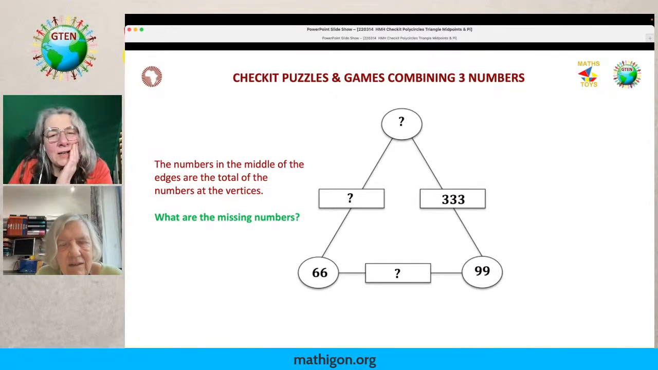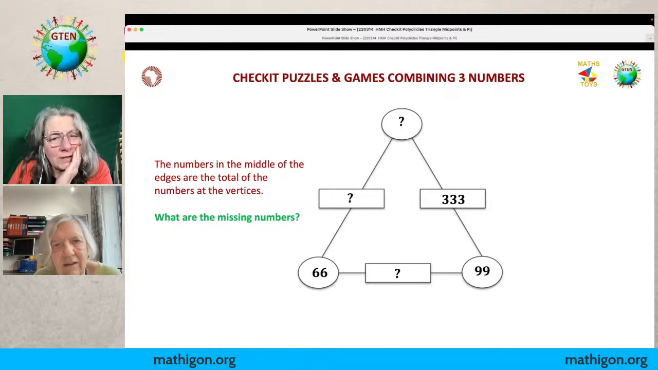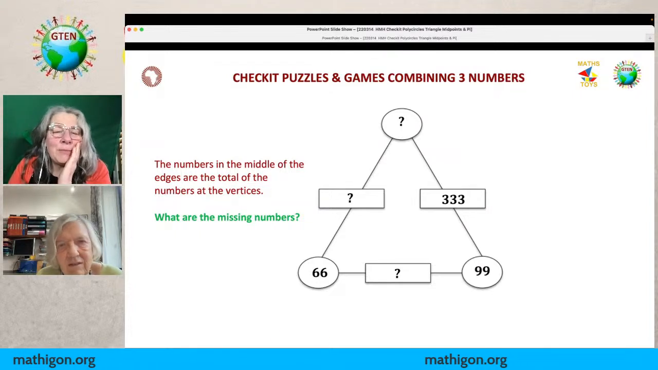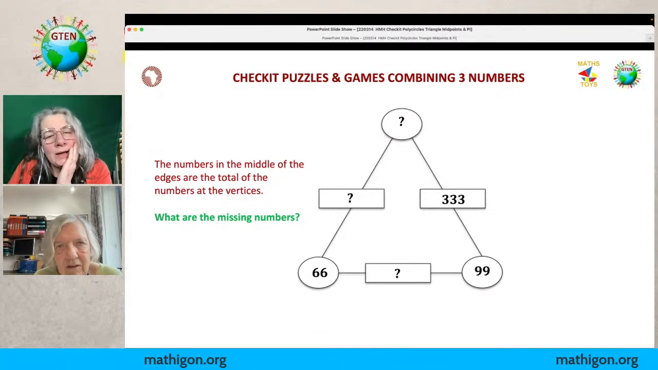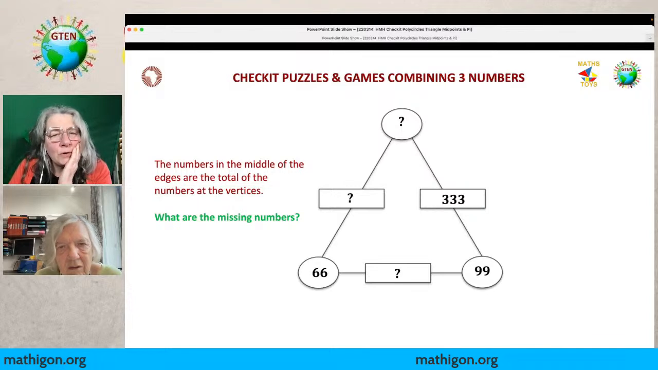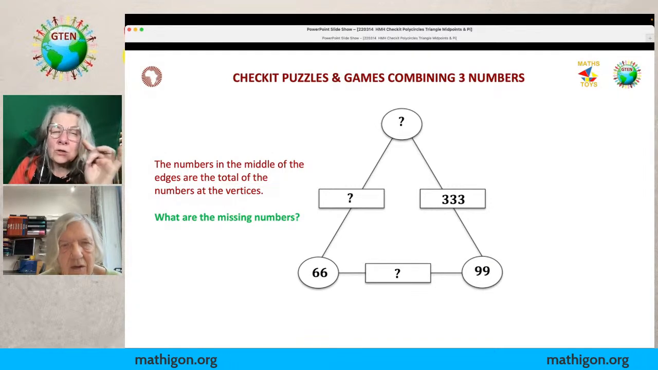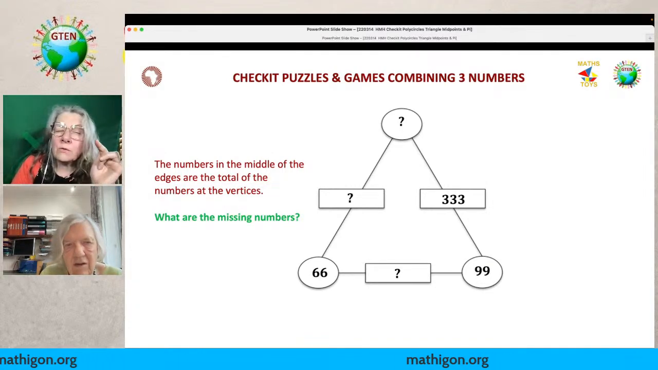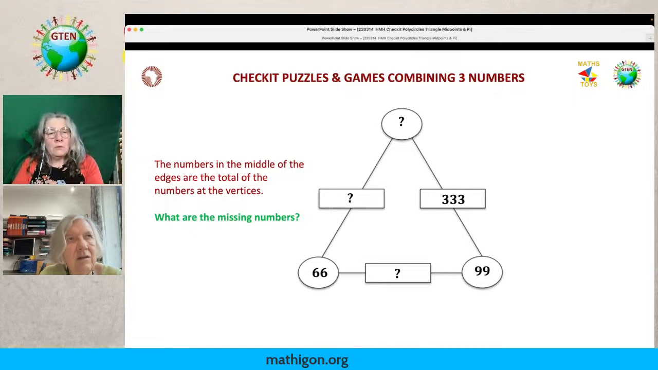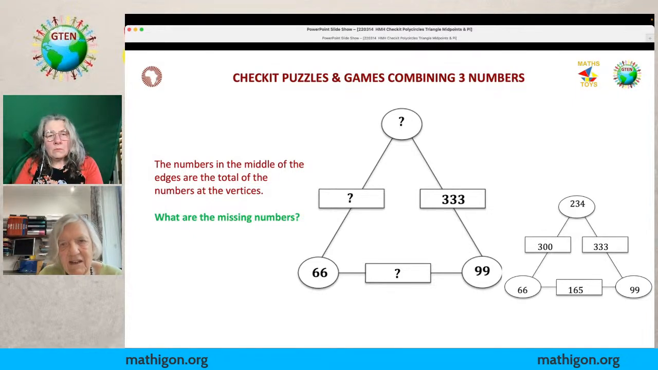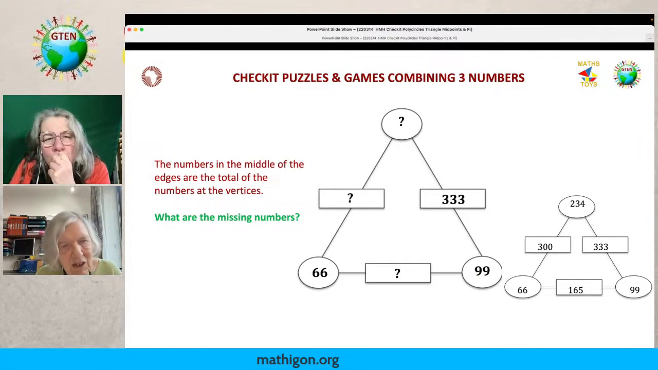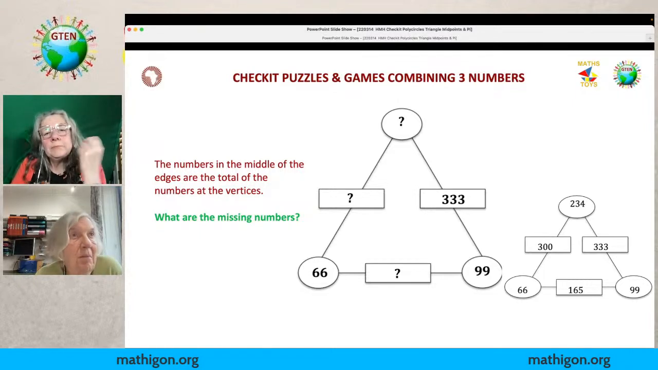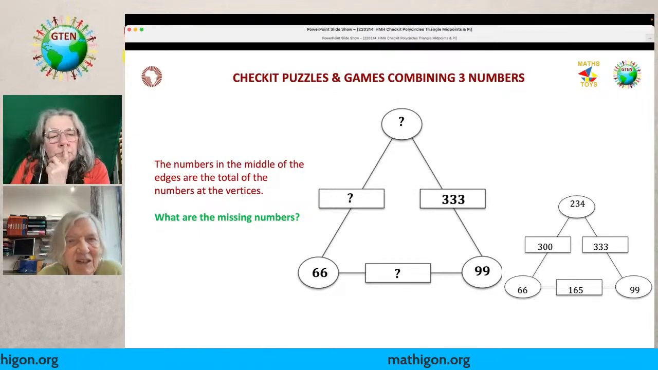All right, so 333 minus 99. 333 minus 100 is 233, but we've only taken away 99, so it's 234. And now that we've got 234, we can add that to 66. So 234 plus 6, 240. Oh, that is 300. It is. There's the answer.